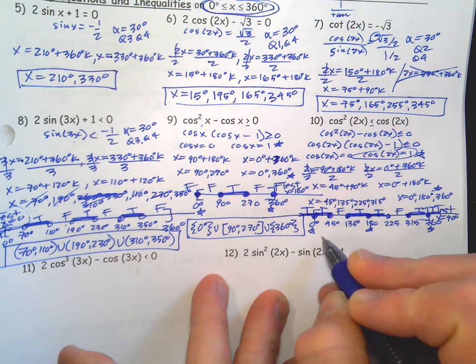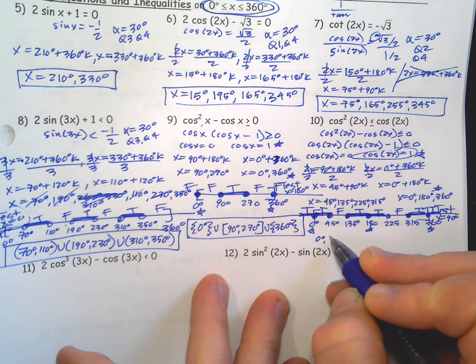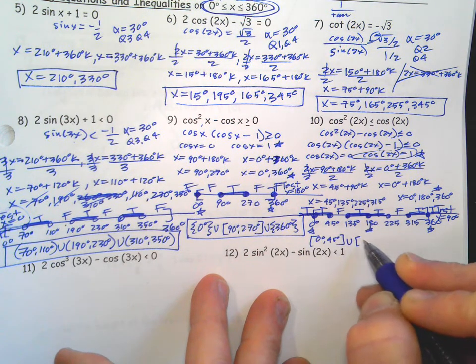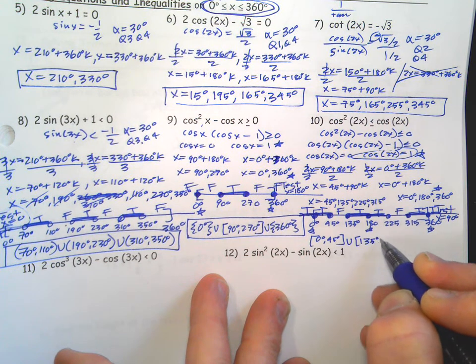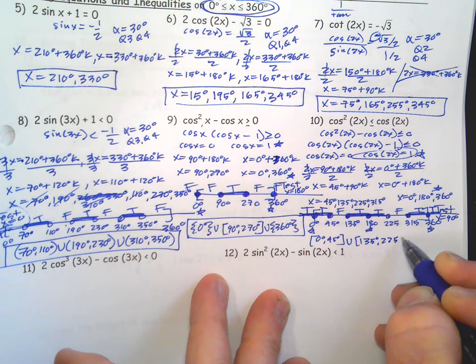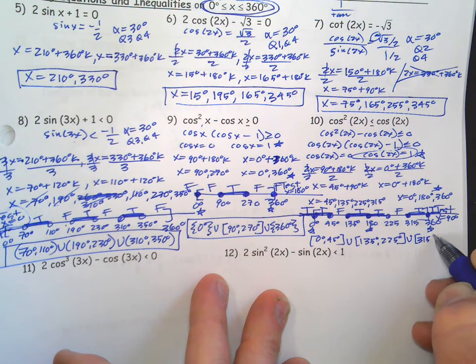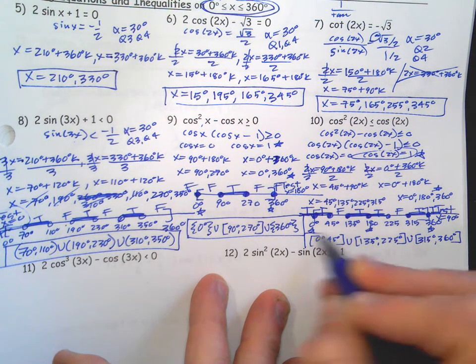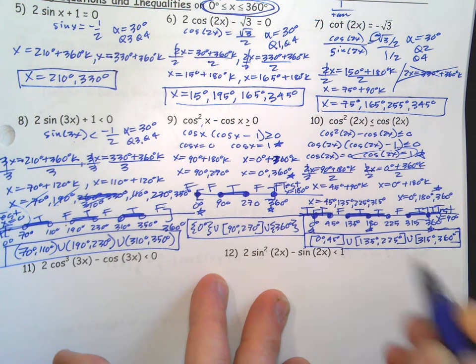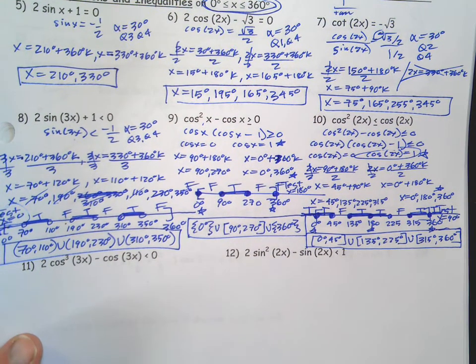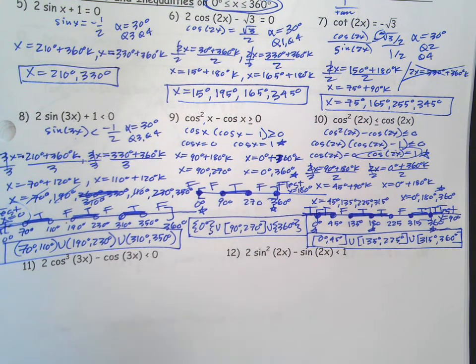Okay, so the final answer is 0 to 45 brackets, union 135 to 225. Don't break that up. Those are all solid dots. There's no reason to break that up. Union 315 to 360 degrees. Okay? So that's it. That's your answer. That's the work. Okay?